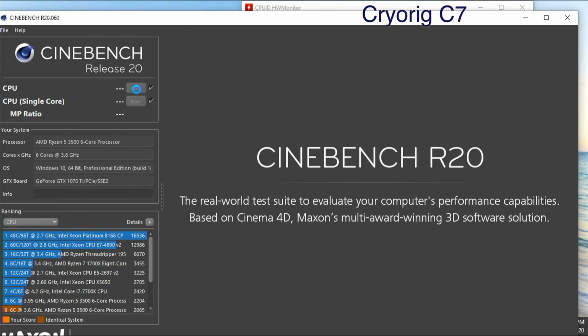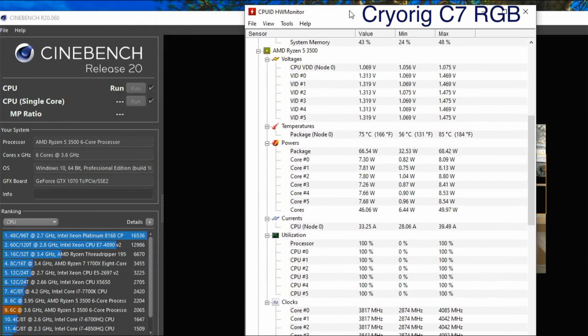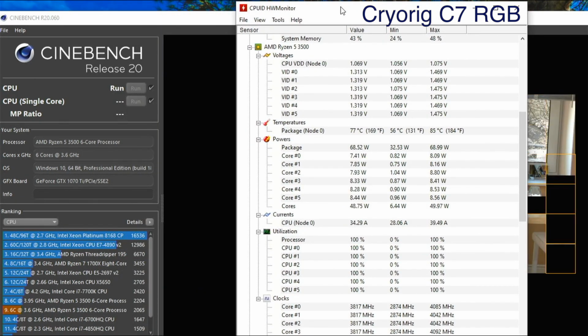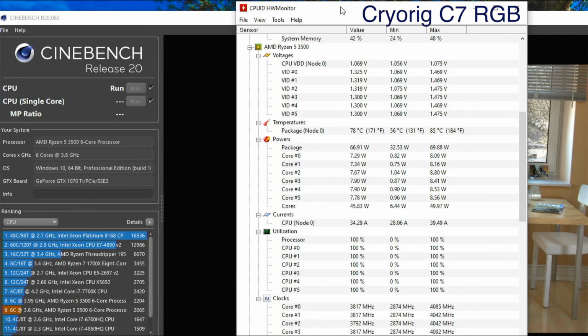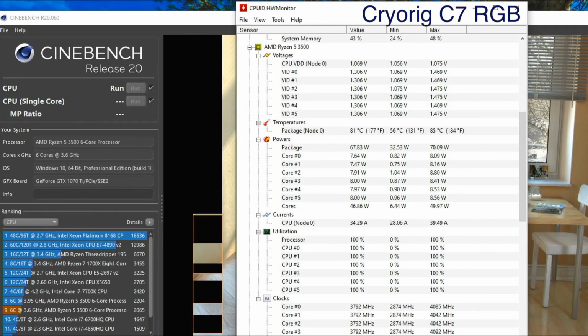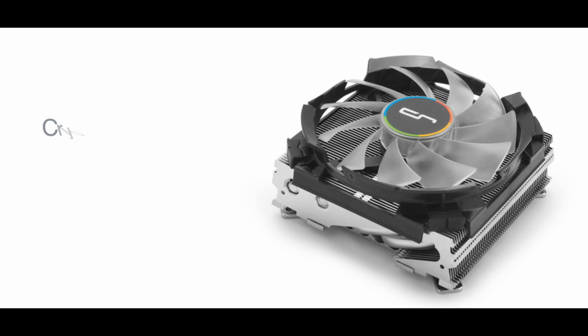Let's move over to the Cryorig C7 RGB's run. As expected, right away the temperature of the CPU increased. This will not take long, we should be able to see the highest temperature soon. This CPU cooler doesn't disappoint. The highest temp that the CPU reached with the Cryorig C7 RGB was 81C, 4C cooler while in Witcher 3, and it's 9C cooler than the AMD's stock cooler.